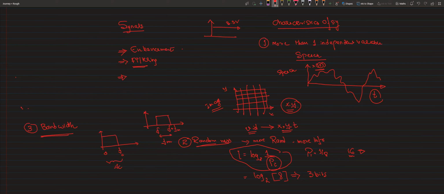So these are the characteristics of signal. One is independence, another is randomness, and third is bandwidth.